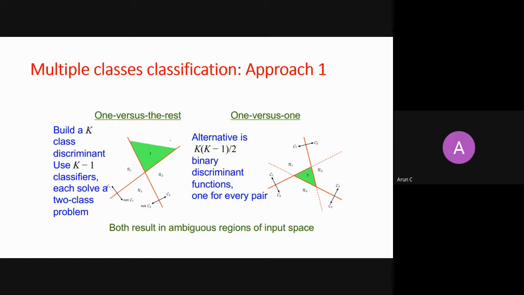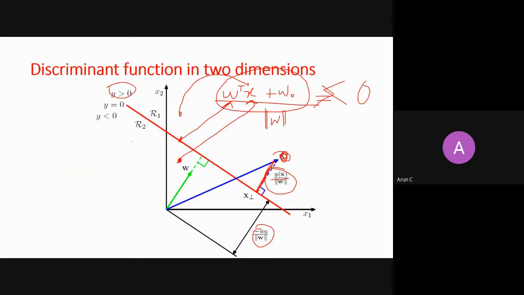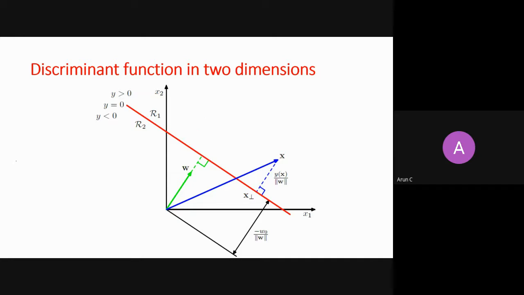So for multi-class, this is simple, right? If you understand all this, then if you have two classes, the discriminant function will be very simple. You need to define a hyperplane, whose equation is W transpose x plus W0. If you feed any x to this equation and it is positive, it belongs to class 1. And if it is negative, then it belongs to class 2.